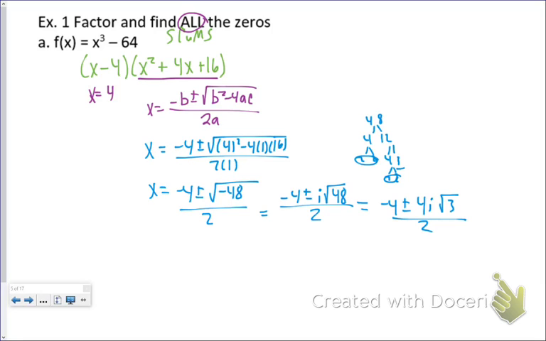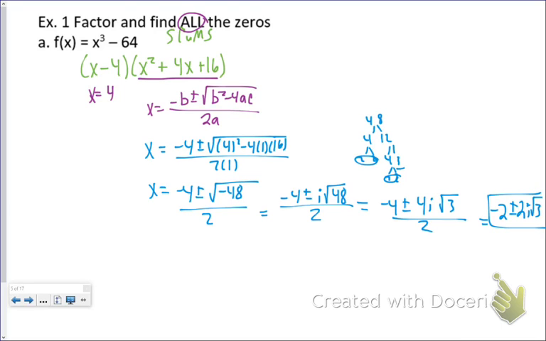Then we just need to be careful with how we simplify. We cannot just take these two values and try and simplify them. It's not going to work. We need to consider all 3 of these numbers, because when you have something added or subtracted at the top of the fraction, we need to consider both of those things. Since all 3 of those numbers are divisible by 2, we can divide them. So that gives me negative 2 plus or minus 2i root 3.